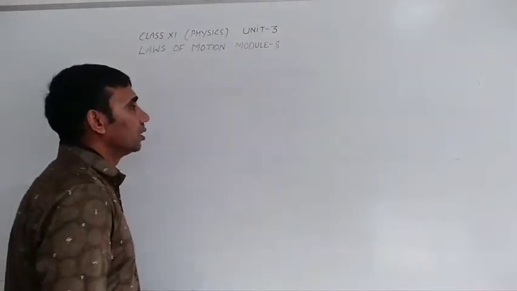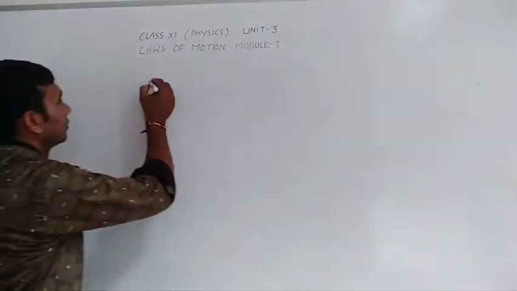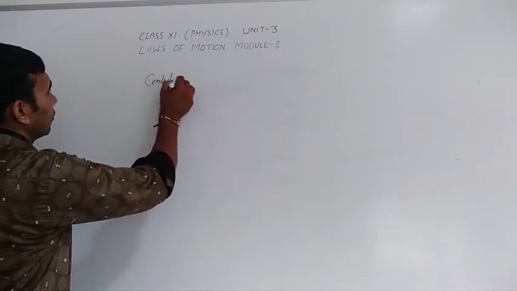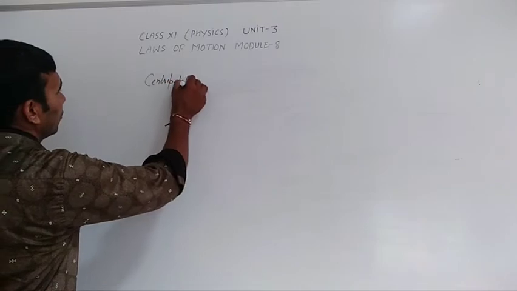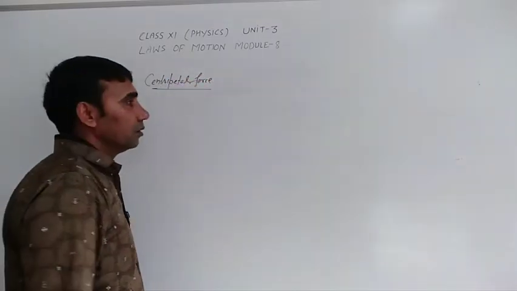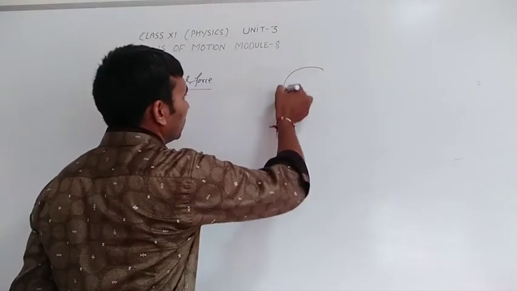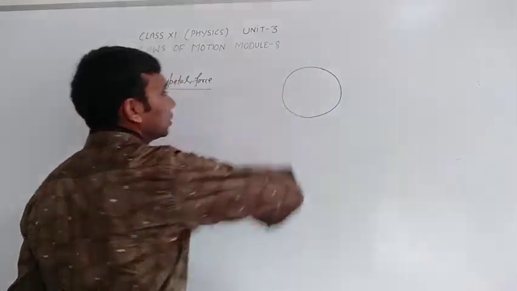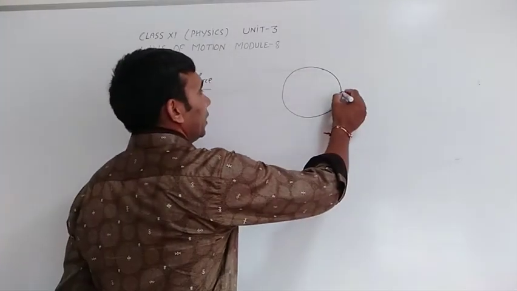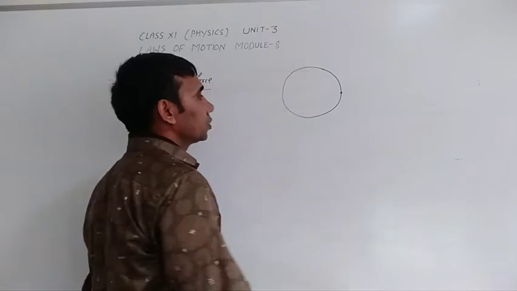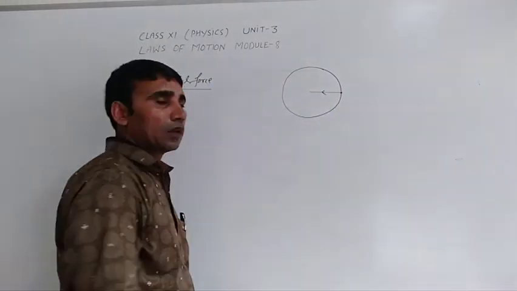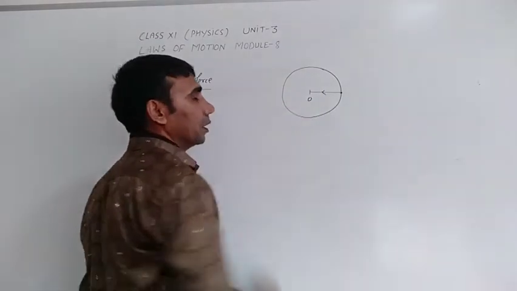So let us consider an object moving along a circular path. The object is at this point, and the force acting on the particle is this. O is the center of the circular path.